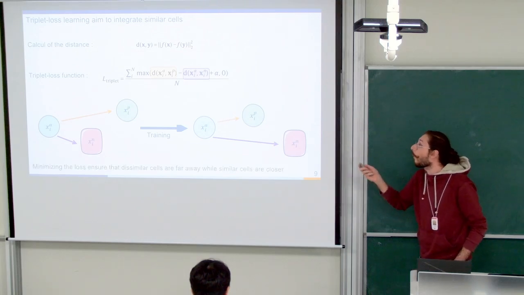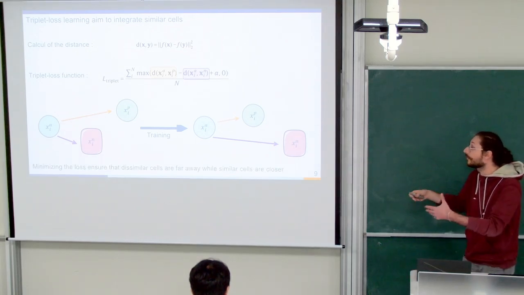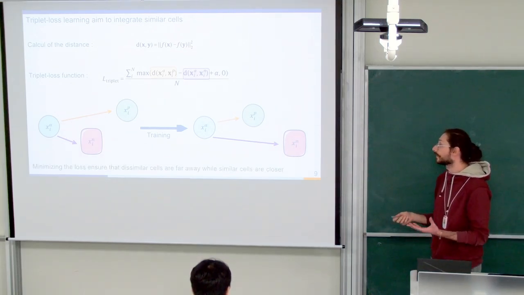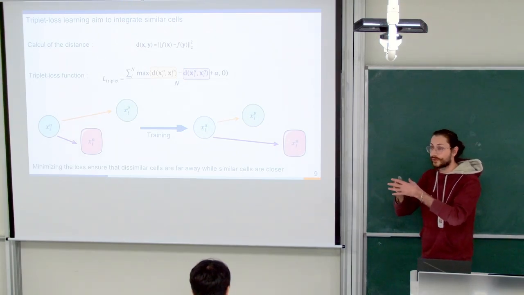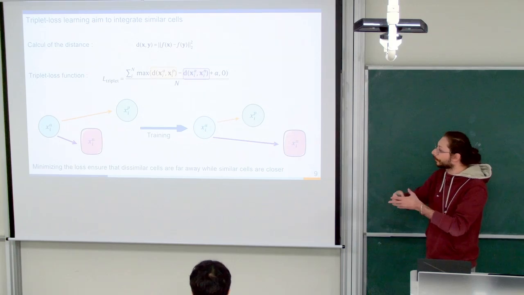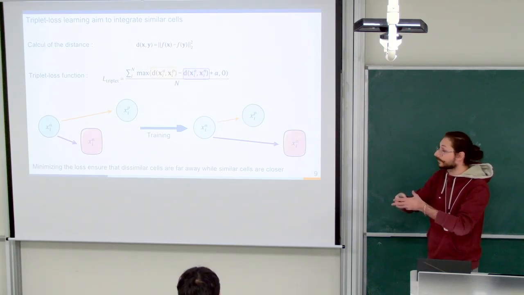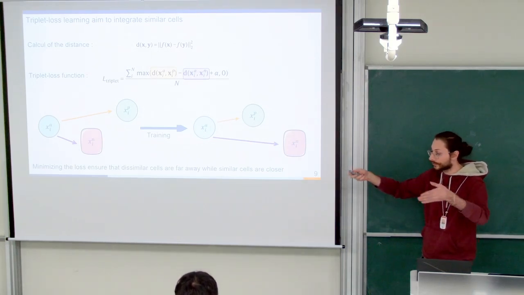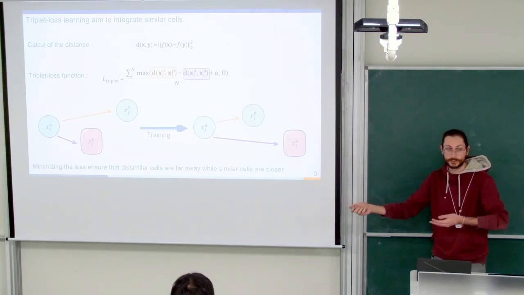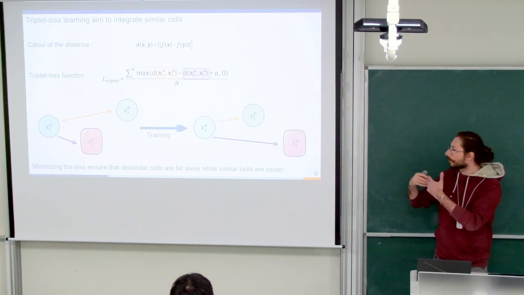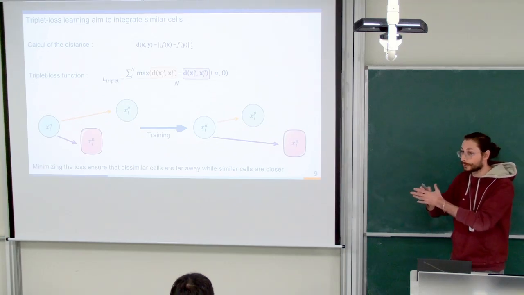So in fine, what this triplet loss function effectively does is that it will group together the cells that are similar, and it will make the cells that are different further away. So this will be the integration, or this behavior of clustering that we observed earlier.